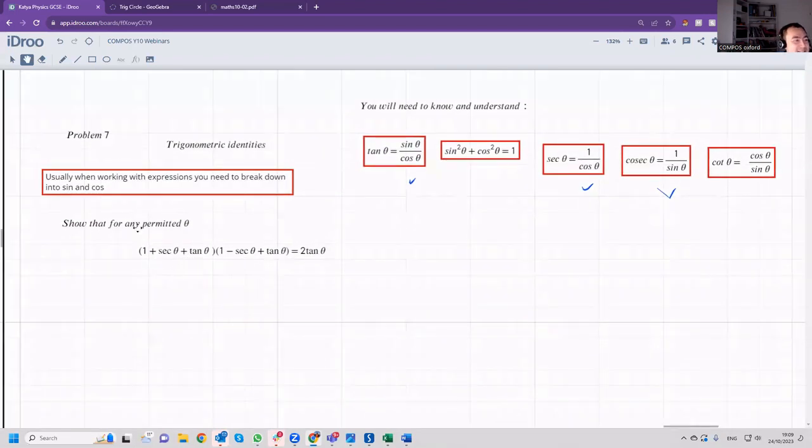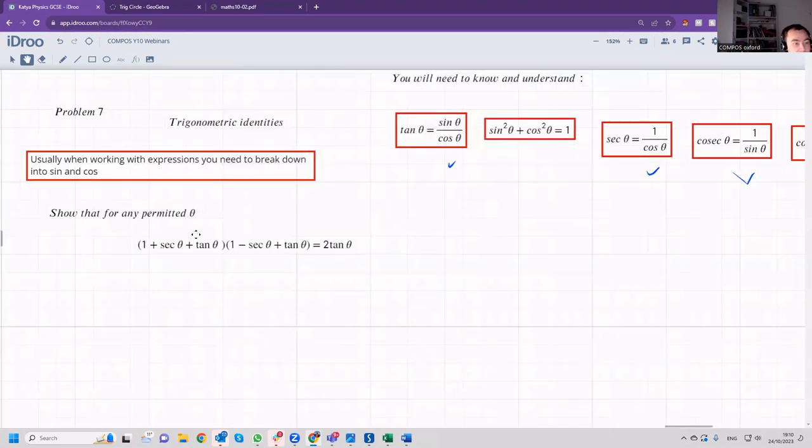Yeah. Okay, so you need to break down into sine and cos. So here you see sec and tan. Basically, you want to express everything in terms of sine and cosine. So you're using these identities: sec is 1 over cos, and tan is sine over cos. So we're going to use that. We are going to write this down.